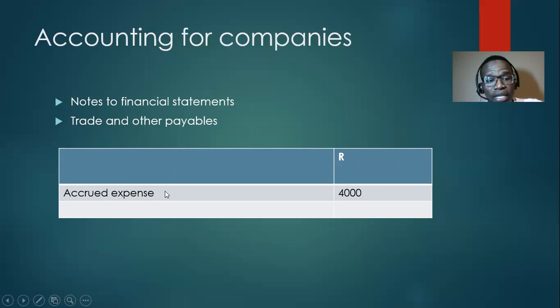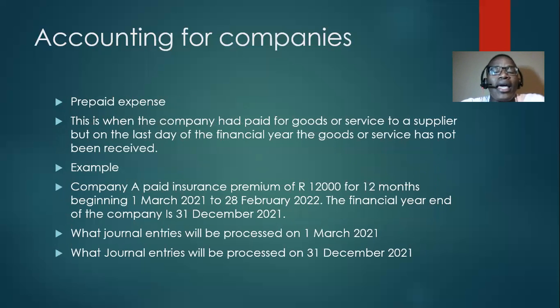From the user financial statements, you'll be able to say, okay, it means the company has received the service but has not paid this amount, right? Then that's where we see the 4,000, right? Then we move on. The next one is prepaid expense.